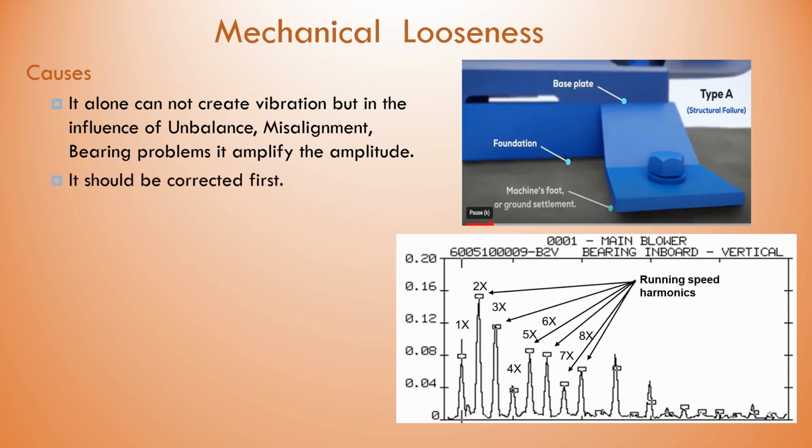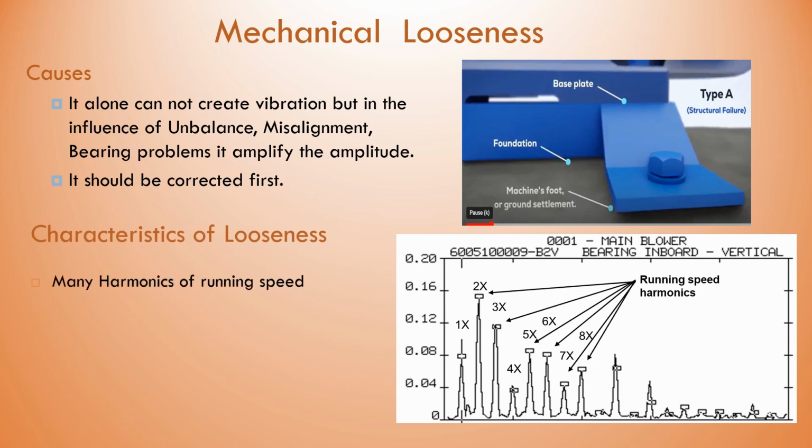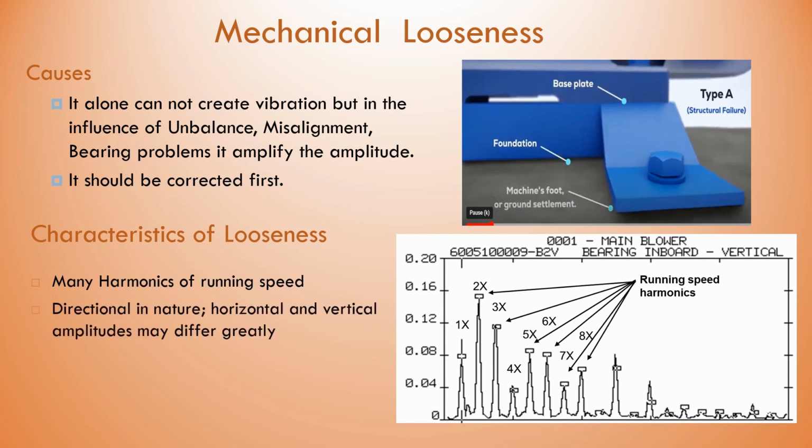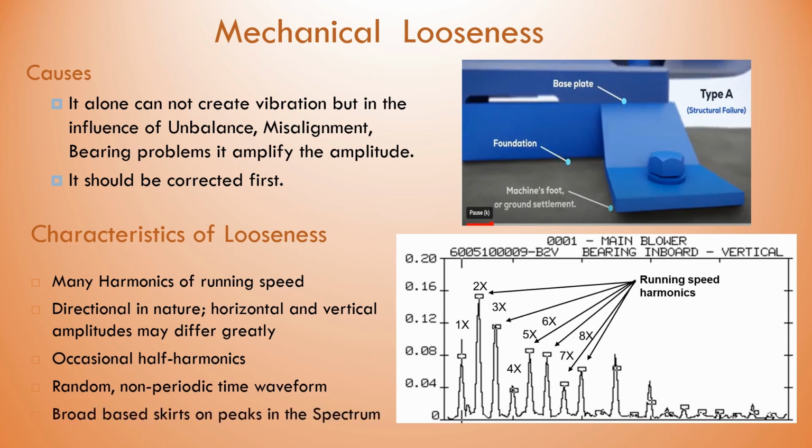The characteristics of looseness include 1. Many harmonics of running speed. 2. Directional in nature. Horizontal and vertical amplitudes may differ greatly. 3. Occasional half harmonics. 4. Random, non-periodic time waveform. 5. Broad-based skirts on peaks in the spectrum.